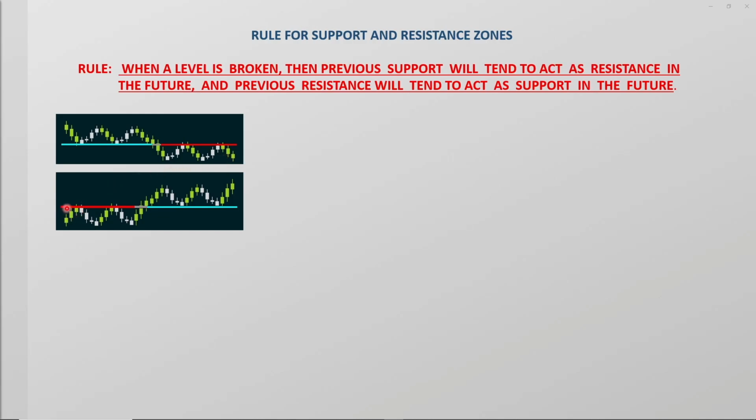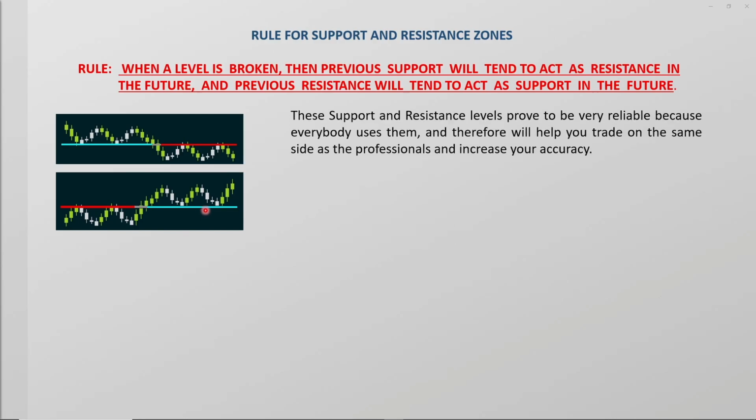Similarly, if you have a resistance level, every time price reaches the resistance level, price comes down. Reaches the resistance level, price comes down. Once this resistance level is broken, this resistance now becomes support. This support and resistance level proved to be very reliable because everybody uses them, and therefore will help you trade on the same side as the professionals and increase your accuracy.